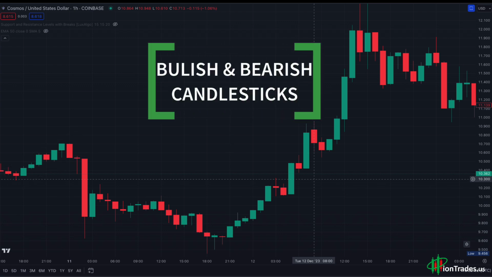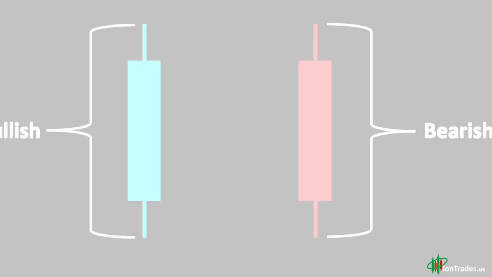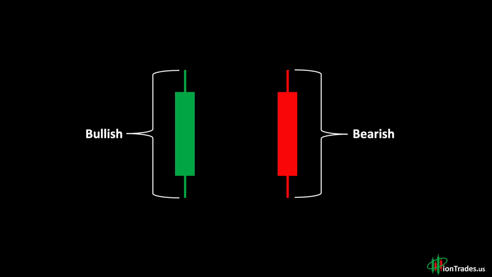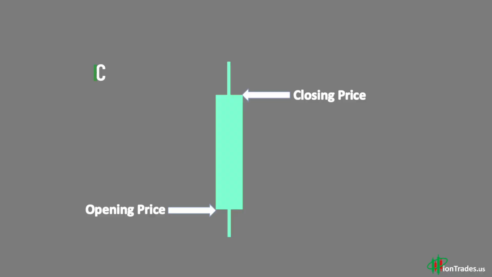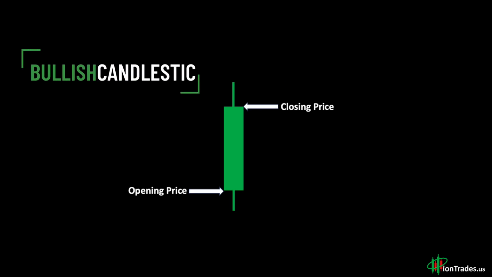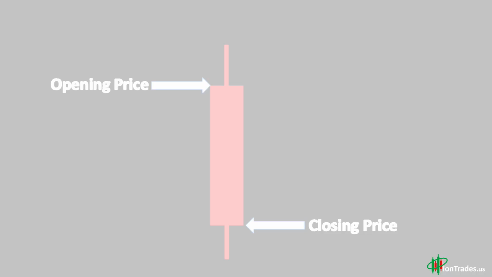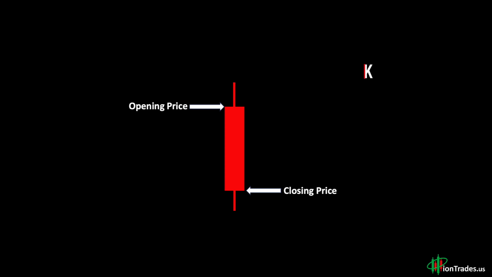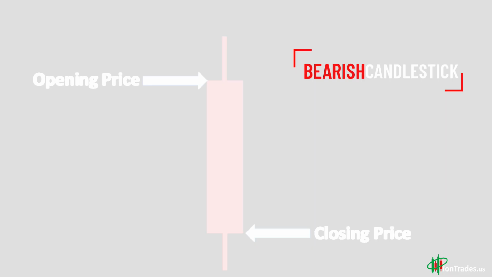Bullish and bearish candlesticks. Candlesticks come in two primary colors to show the direction of the price movement: green for bullish and red for bearish. A green candlestick means the closing price was higher than the opening, a win for the bulls or buyers. Conversely, a red candlestick indicates the bears, or the sellers, had the upper hand.